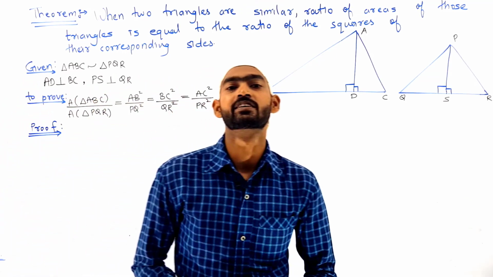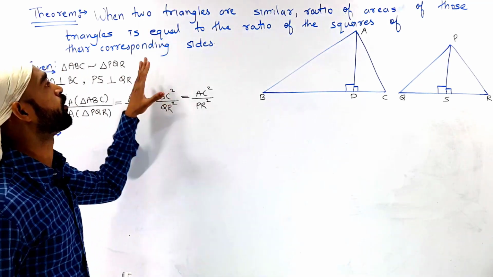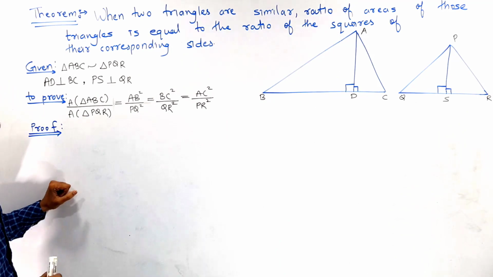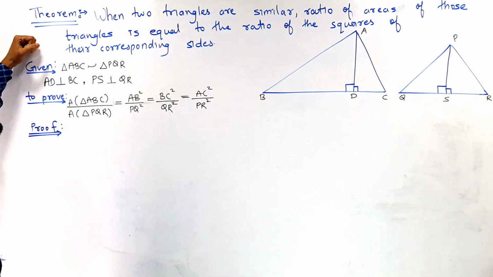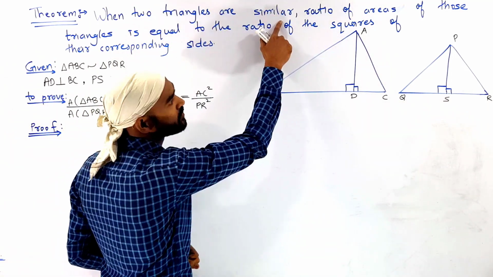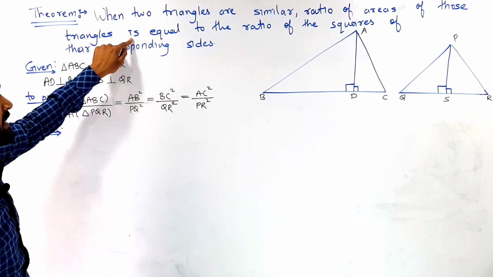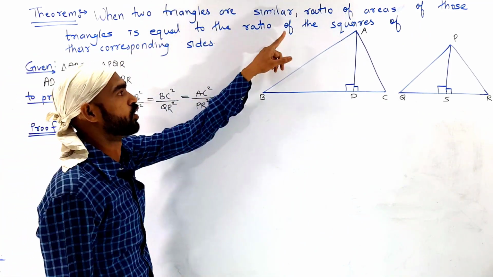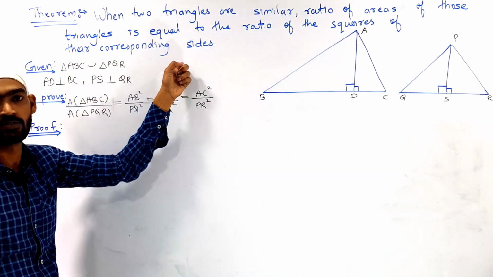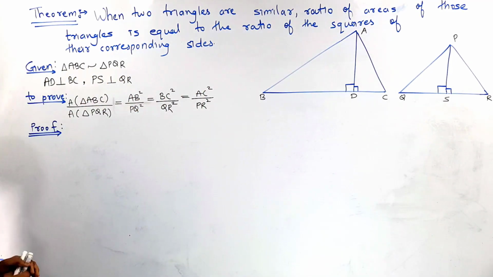Hi students, welcome back to Similarity chapter, and today we are discussing the very important theorem of Similarity chapter, and this is also the last theorem of this chapter. The theorem is: when two triangles are similar, the ratio of the areas of those triangles is equal to the ratio of the squares of their corresponding sides. So this we need to prove. Let us see how we can prove this.